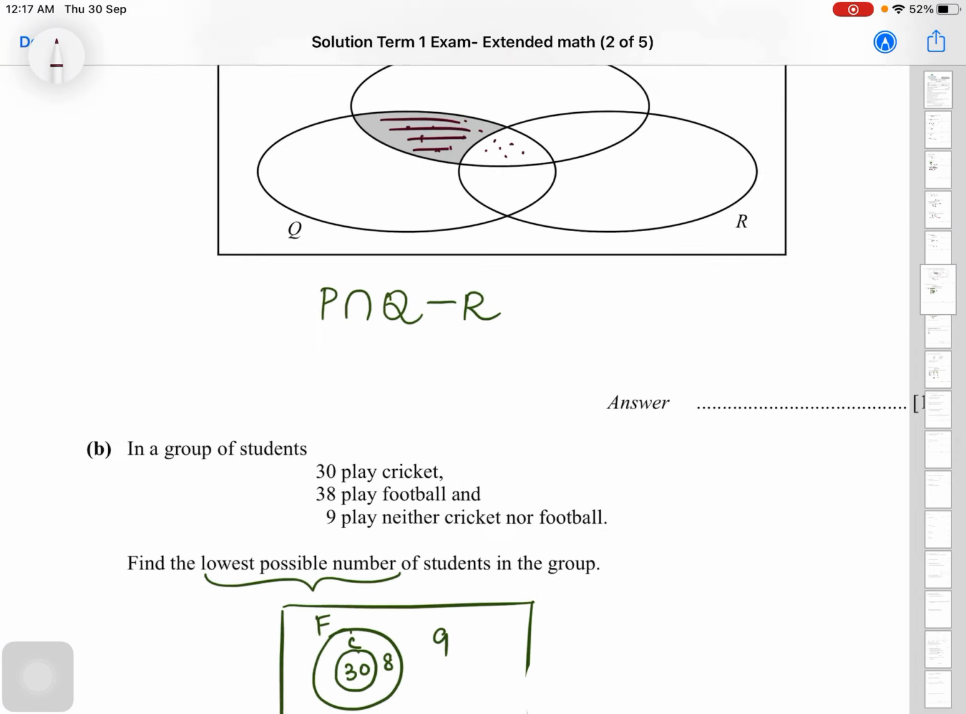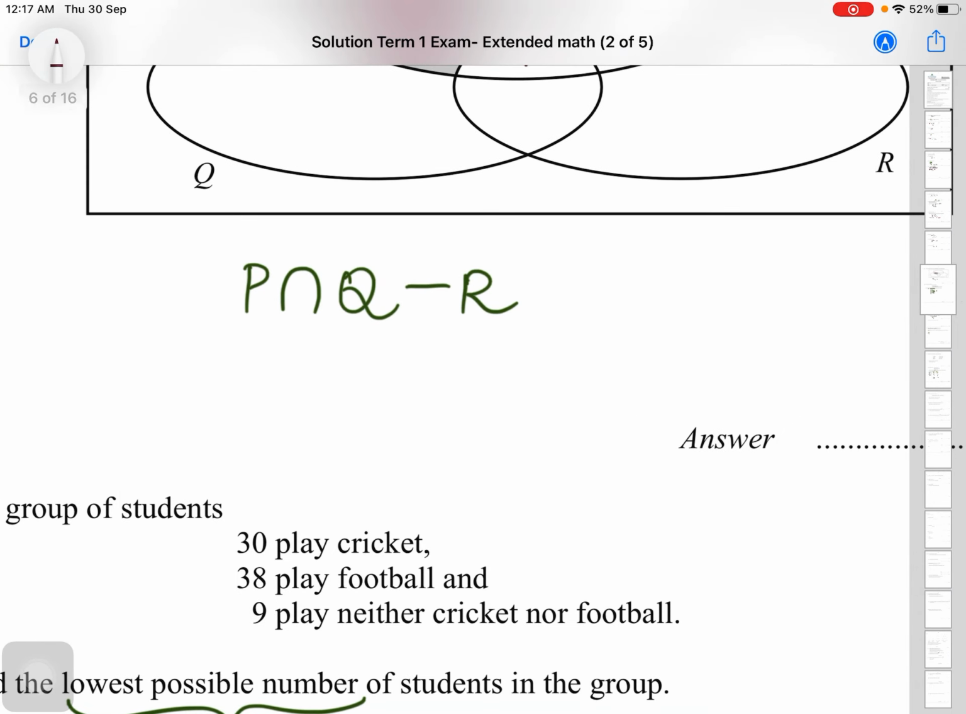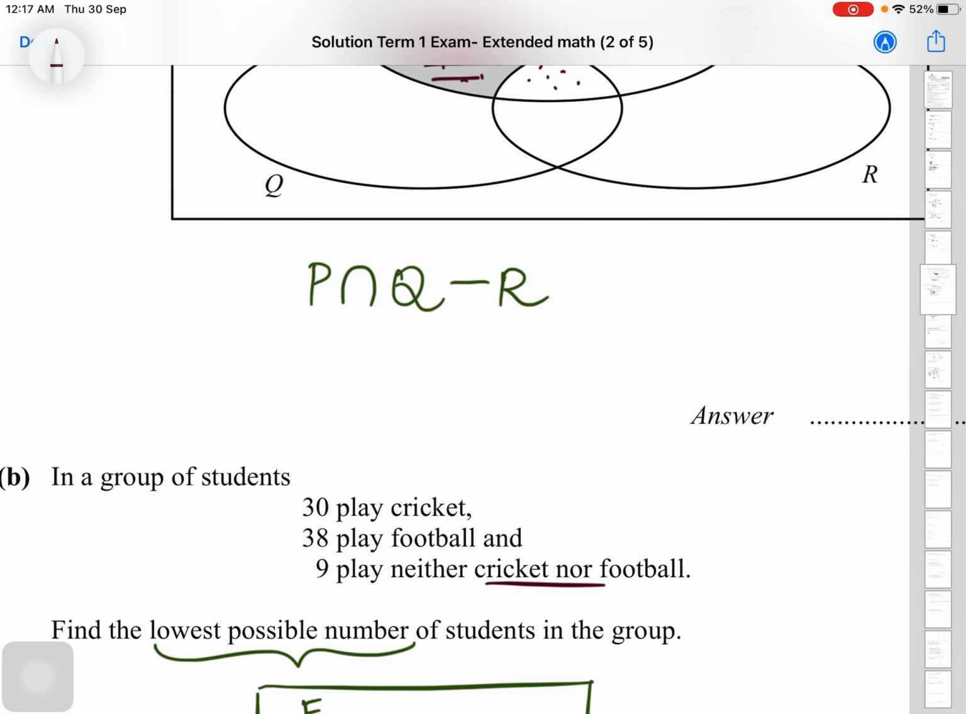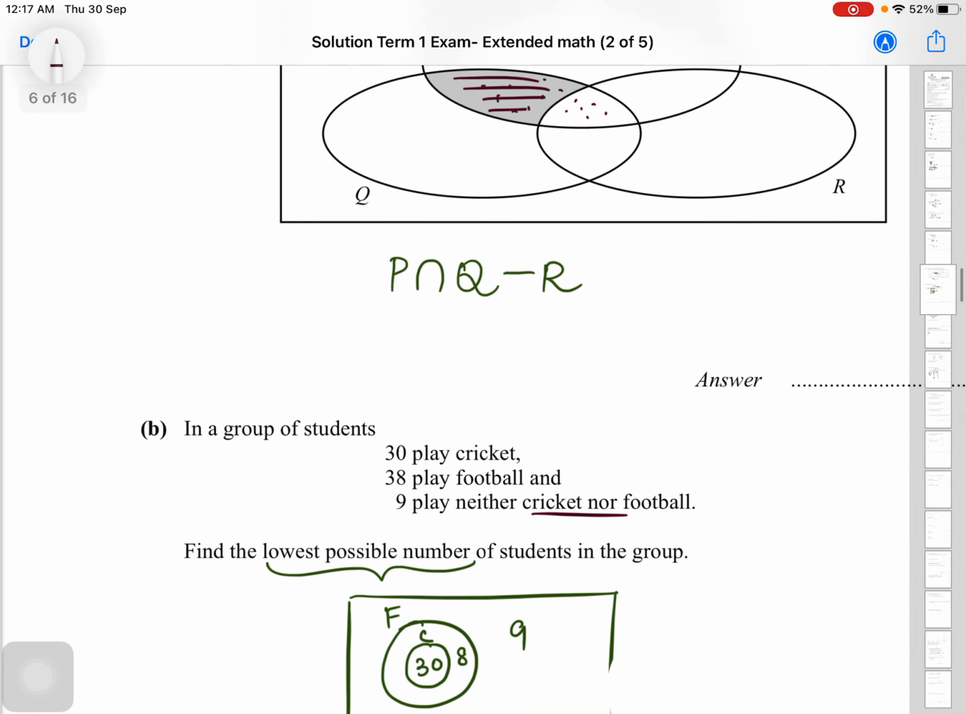Then in a group of students, 30 play cricket, 38 play football, 9 play neither cricket nor football. Find the lowest possible number of students in the group. They are saying find the lowest possible number. So it's possible that all the cricket players are also football players. So which means in the big circle of football, the cricket one is also lying. So these 30 play cricket and there are 8 more, which means total 38. These are the football players. This is when you have to find out the minimum possibility.